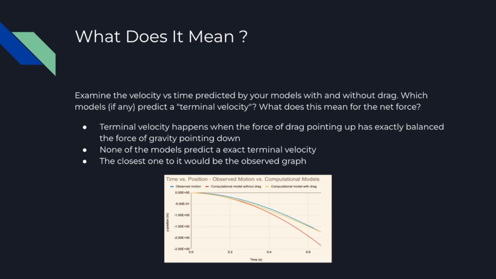And what does it mean in terms of terminal velocity? Terminal velocity occurs when the force of drag has exactly balanced with the force of gravity. However, none of these models predict an exact terminal velocity because it is impossible to be 100% accurate. But the closest one would be the observed graph.